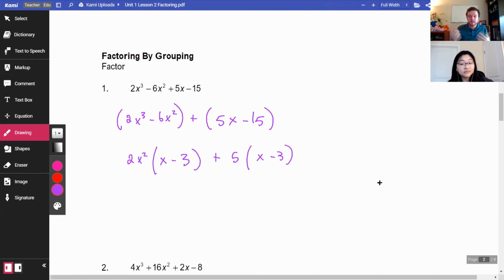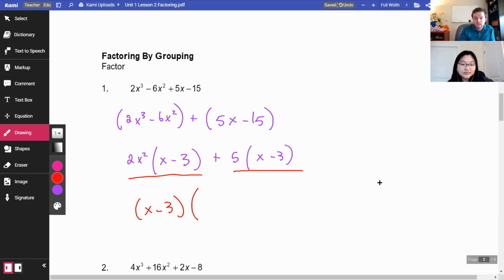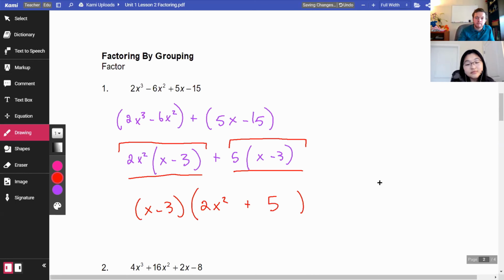So what is the greatest common factor between this and this? X minus 3. So let's go ahead and take it out. X minus 3 times what gives me this entire expression? 2x squared. Yep. And then x minus 3 times what gives me this entire expression? Just a 5. Positive 5. Positive 5, yeah. And that positive does matter, especially when it's negative. The negative will matter. All right, there we go.